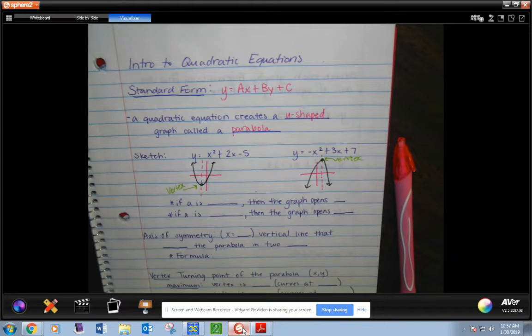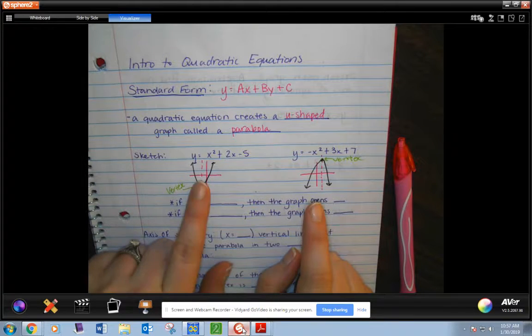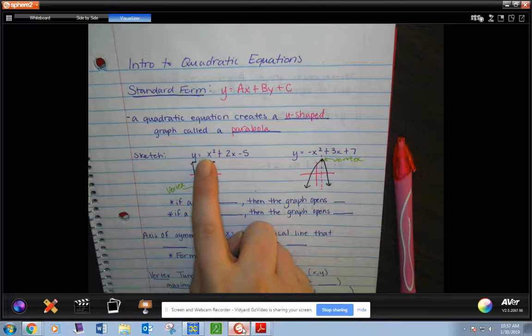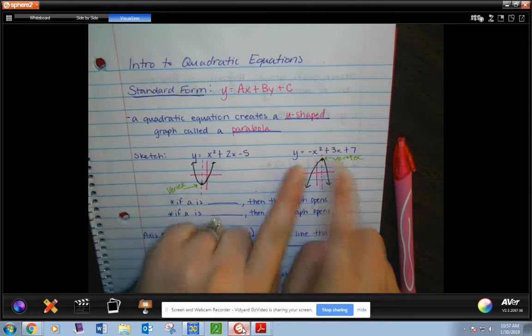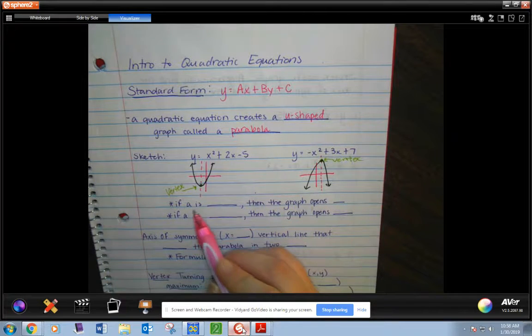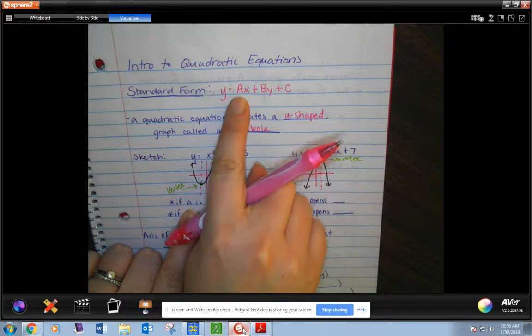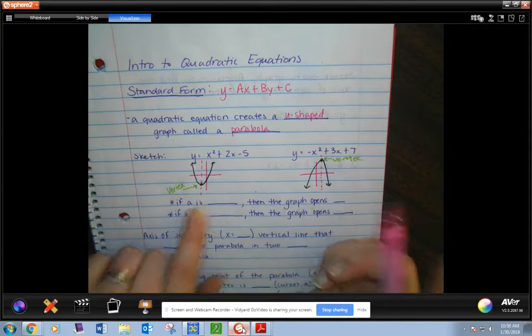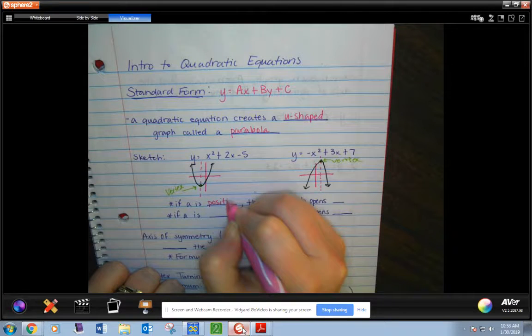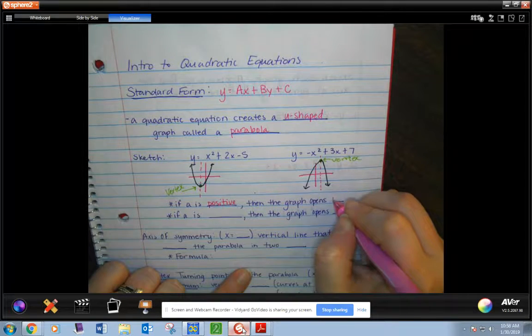Now, looking at your sketches, you can tell that one is right side up and one is upside down. The reason this one opens up is because it starts with a positive, and the reason this one opens down is because it starts with a negative. Okay, so in other words, I just answered this. If a, and remember, a is the very first number, so on here it'd be 1. If a is positive, then the graph opens up.